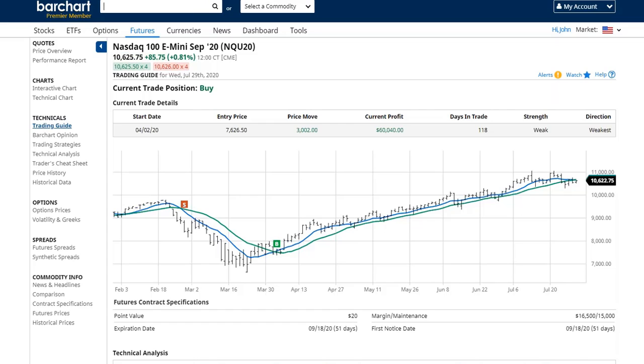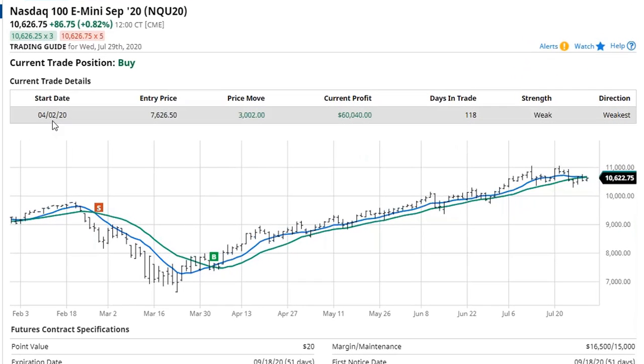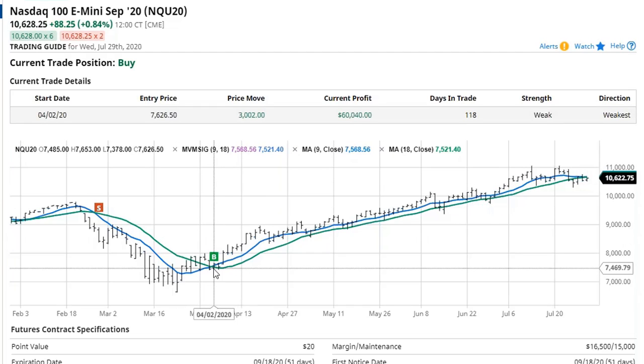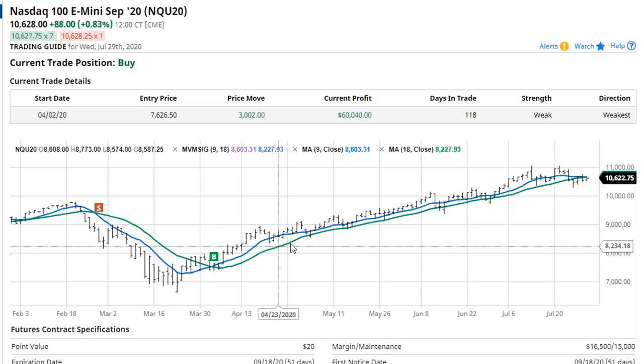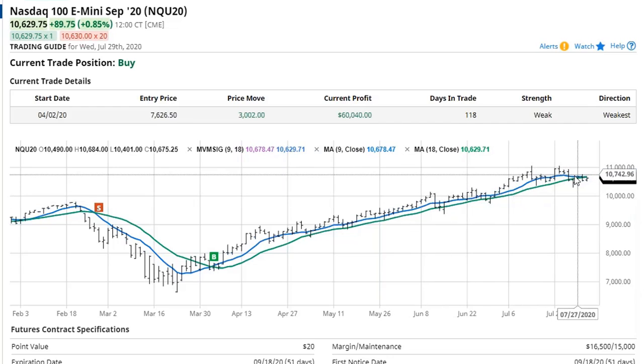Now we can see here the details of this trade: we got in on April 2nd, and we have been in this trade now for 118 days. Again, one of the benefits of this indicator is it's going to find some nice trends that allow us to hold on to this trade for a long period of time. On this chart, you can see here's a little B, which represents our buy signal. And we are still seeing a nice upward trend here, and we have yet to stop.